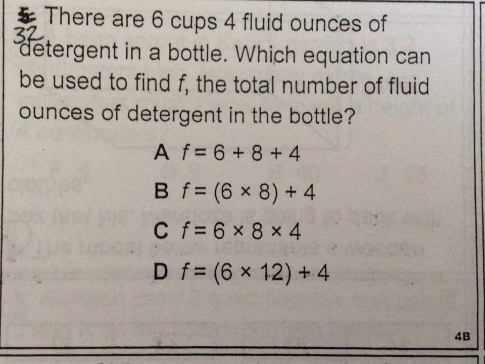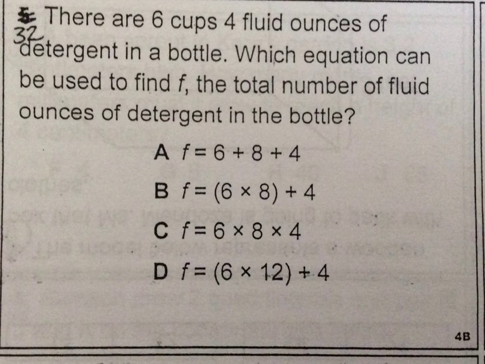Number 32. There are 6 cups, 4 fluid ounces of detergent in a bottle. Which equation can be used to find F, the total number of fluid ounces of detergent in a bottle?